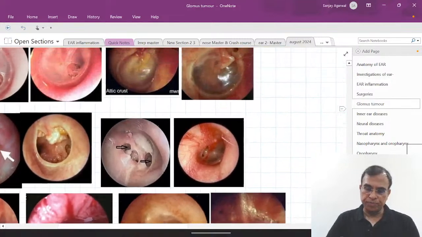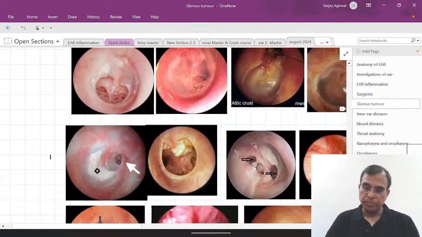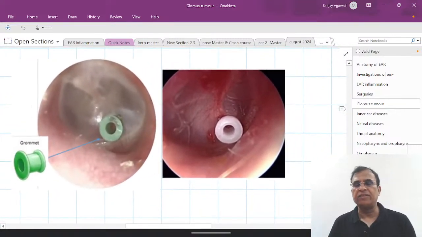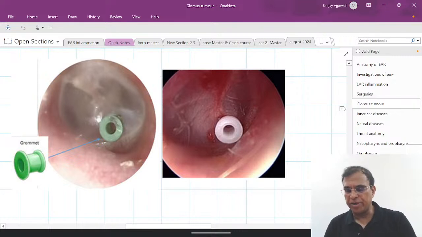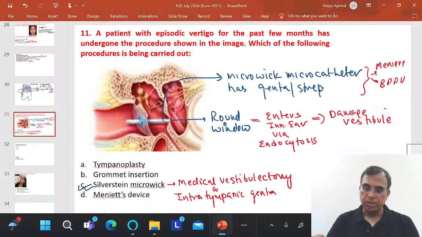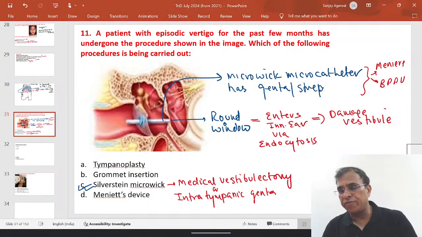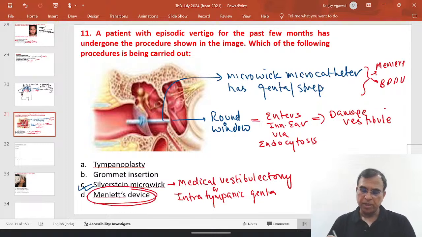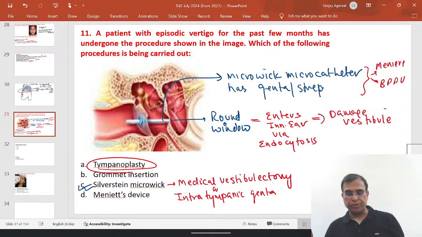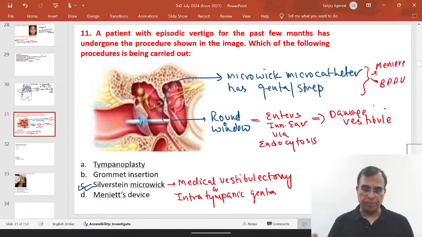This is how the grommet looks like. I think this is a very common image, everybody knows about grommet. I don't even have to show you this. So now, if there is any confusion in the image, then you know how a Meniere's device looks like, how a grommet looks like. And tympanoplasty, there is no device used. Tympanoplasty is simple surgery without any device, so there is nothing in tympanoplasty.